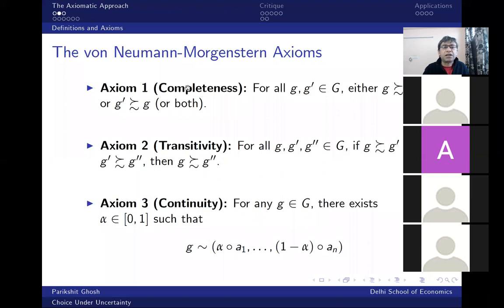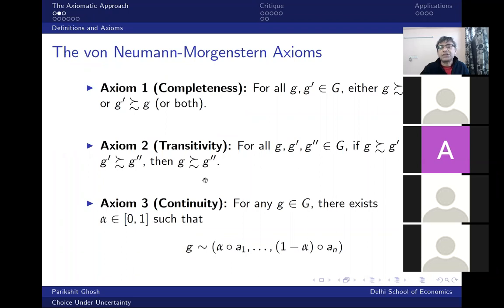Axiom 1, completeness. It's just an extension of the same axiom under certainty. Completeness says that given any two lotteries, the agent will be able to rank them. Indifference is allowed. That's not a problem. But the agent shouldn't throw up her hands and say, I don't know which one I prefer. That is ruled out. Fine.